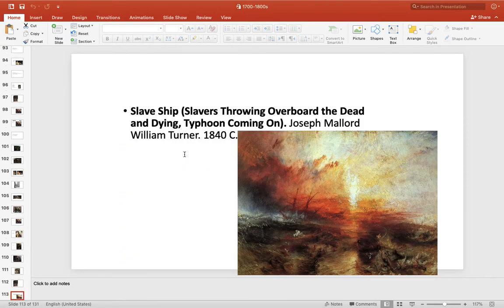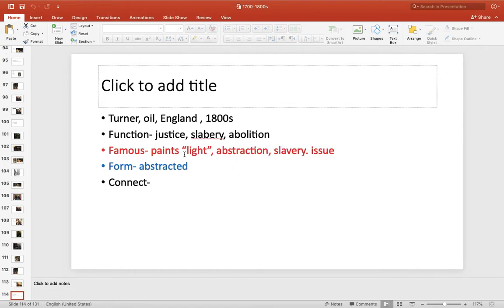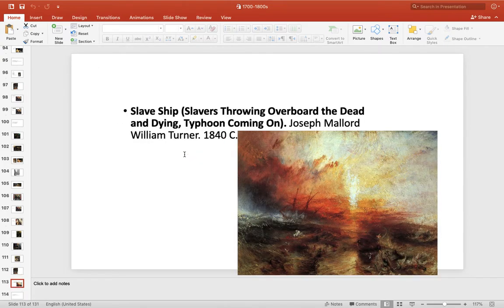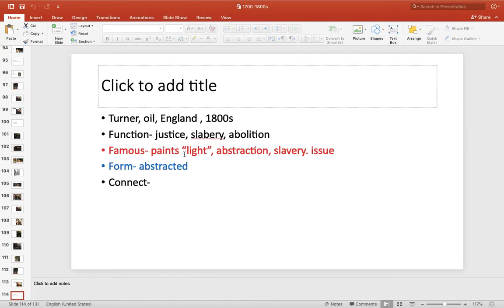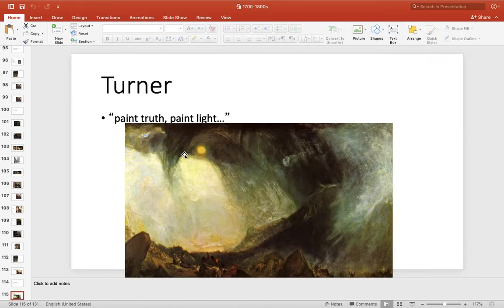Okay, The Slave Ship. Turner. All right. Turner, oil painting, England, 1800s. Function: it's about justice. It's about a horrible event. It's about slavery. Famous: he paints light. He abstracts. He's also famous for dealing with issues like slavery. The form: abstracted. Connection: let's think. I can't think of one right now.